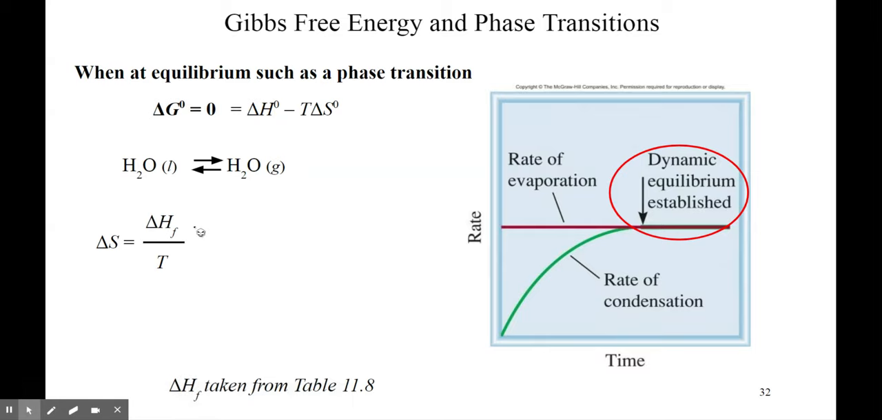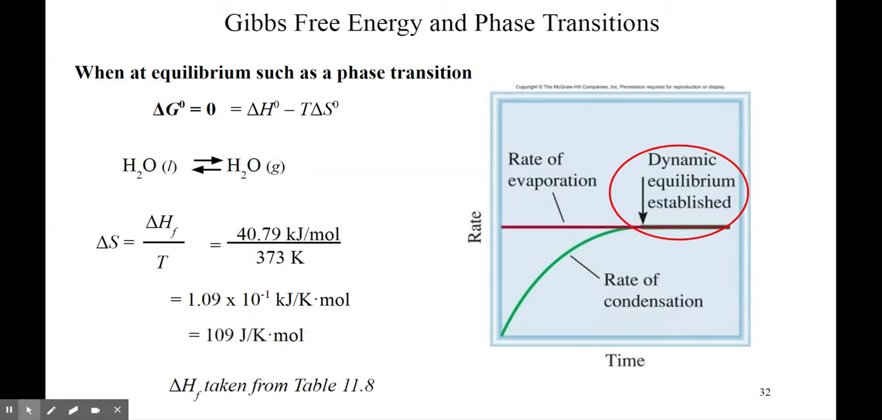So this is the heat of formation for a given phase change or a given substance. And here's our temperature. So if we go to table 11.8 or Google to find these values, for water, we have 40.79 for it to vaporize. That's the heat of vaporization. And that occurs at 100 Celsius or 373 Kelvin. And so we can calculate that to be 109 joules per Kelvin. And so this would be the change in entropy. So again, we're calculating the change in entropy for vaporization of 1 mole of water.